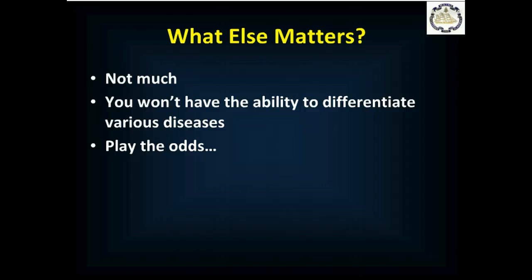So beyond that, there's probably not a whole lot that matters. You're not really going to be able to differentiate well between the various diseases. So you'll play the odds, and we'll talk about what the various diseases are and what kind of symptoms they can cause, knowing that, in fact, you may be wrong, and so following these people over time is probably the most important thing you can do.